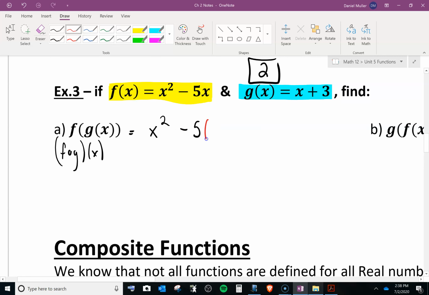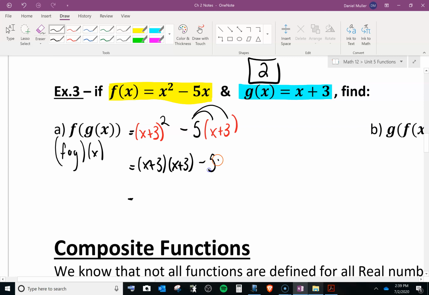There's a spot here for me to do an input, and there's a spot here for me to do an input. So for this, I have to go x plus 3 times x plus 3. I'm going to have to FOIL that, and here I can bring the negative 5 in, minus 5x minus 15. So let's take this and FOIL it.